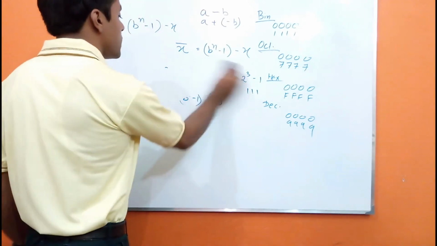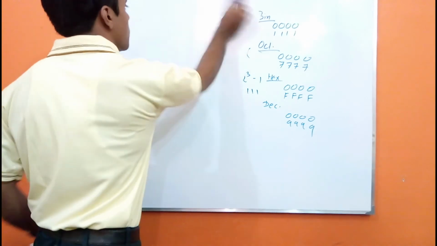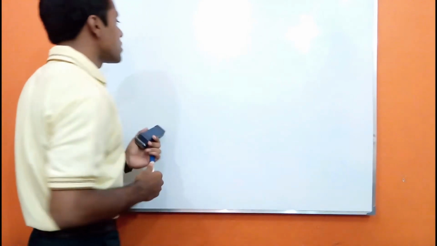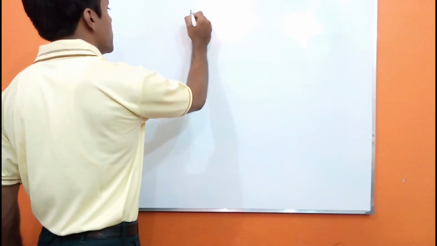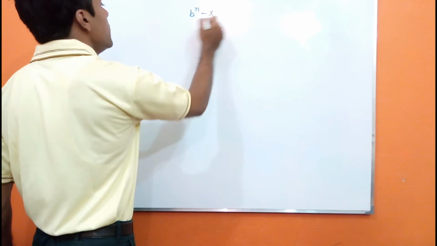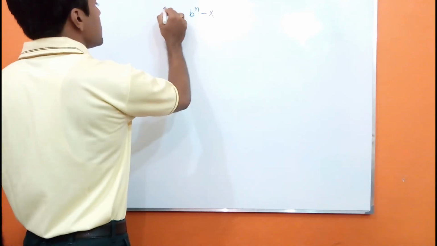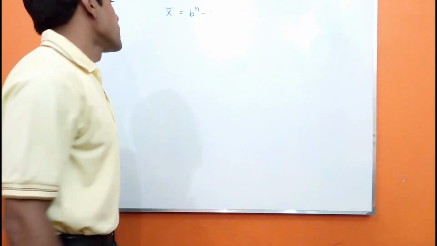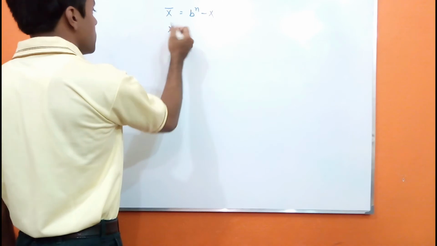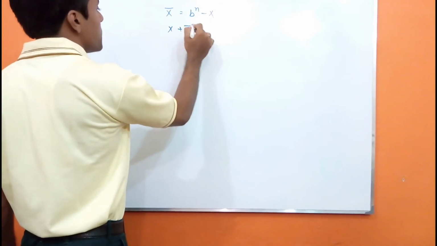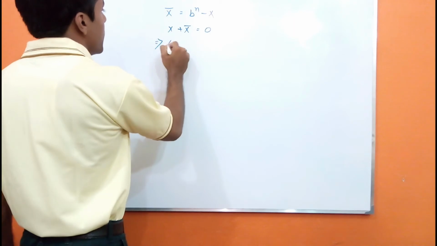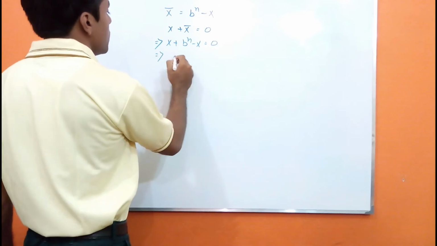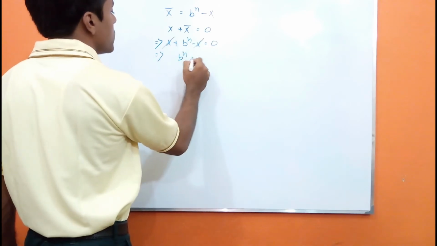Now let us talk about the radix complement. In case of radix complement, if you see, the formula is b to the power n minus x, right? Now if I consider it as the additive inverse of x, this is nothing but x complement, right? In case of radix complement, if you consider x bar as the additive inverse of x, then you should get x plus x bar equal to 0, which is nothing but x plus b to the power n minus x equal to 0. Now x will be cancelled out, b to the power n equal to 0.